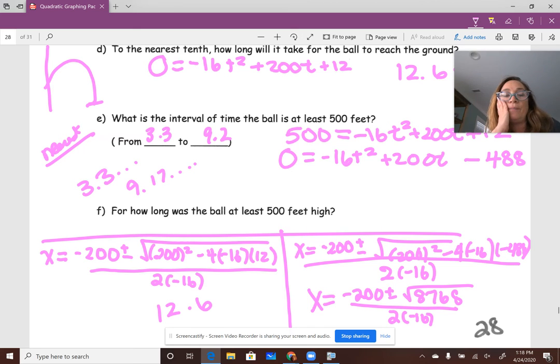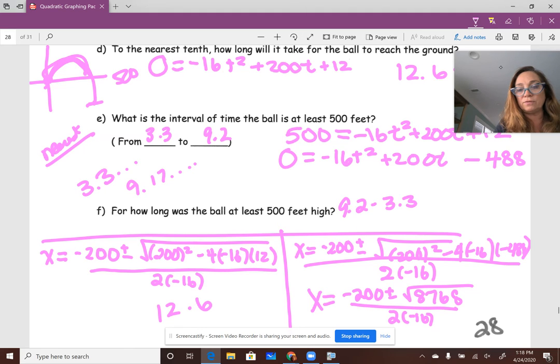So it's up in the air at least 500 feet. So just picture the parabola. Here's my really bad picture, and here's 500 feet. It's from here to here that it's 500 feet. So how long is it there? Well, it's there from 3.3 to 9.2. If I do a little bit of subtraction, 9.2 minus 3.3 gives 5.9 seconds. Okie dokie. I hope that makes sense.